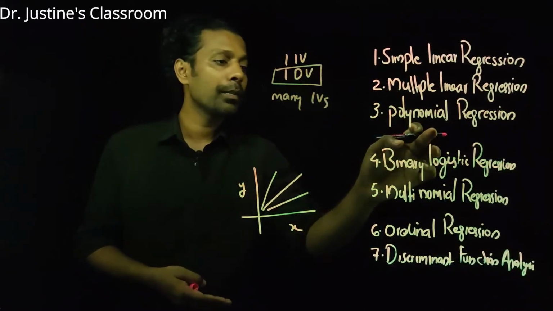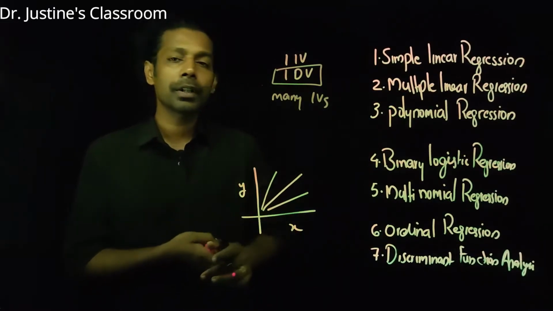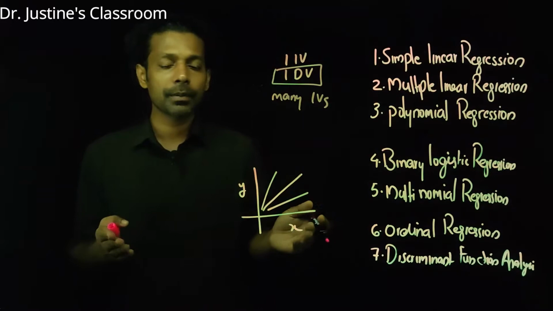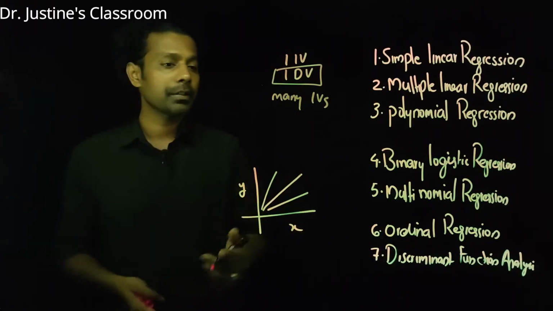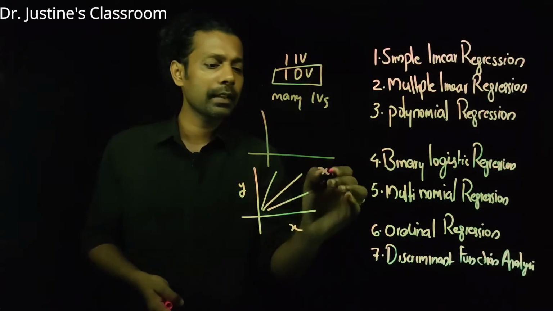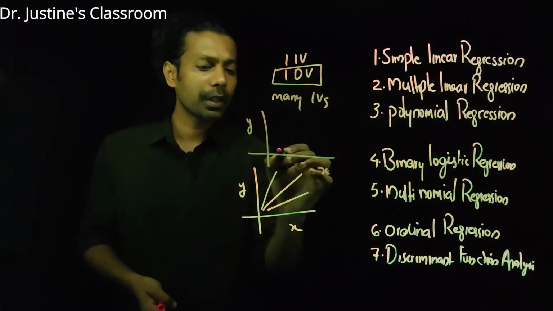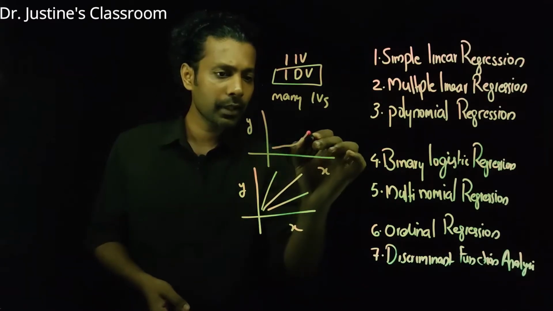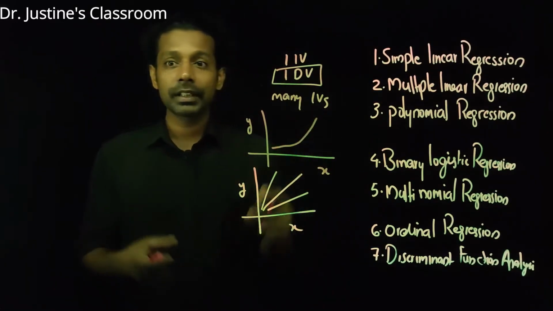Now the third one is polynomial regression. So polynomial regression means the relationship between the variables may not be linear in nature. For example, you have a curvilinear kind of relationship. If you have a graphical presentation like x and y, and what if the relationship between the variables is not exactly a straight line, but it goes like this? It's a curvilinear kind of relationship.